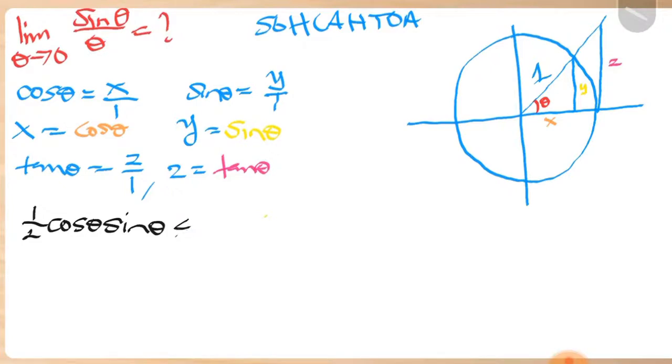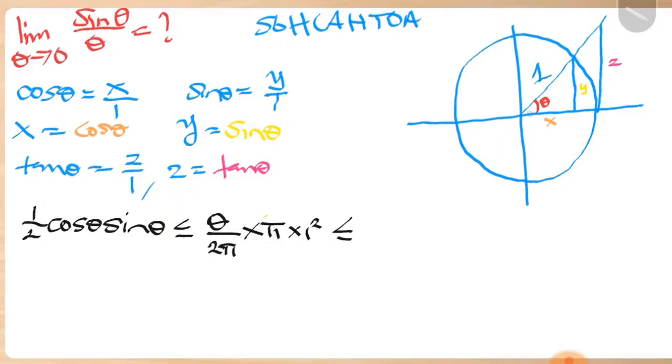Now this area is lesser than or equal to the area of this sector here, and the area of a sector is the angle there, which is theta over 360, or 2 pi, since 360 is the same thing as 2 pi, times pi r squared. Now what is the value of r? 1. So we have 1 times 1 squared. Now the value of this area is lesser than or equal to the area of this bigger triangle.